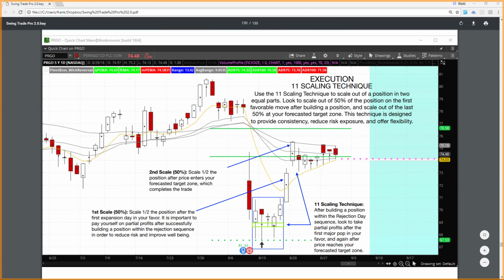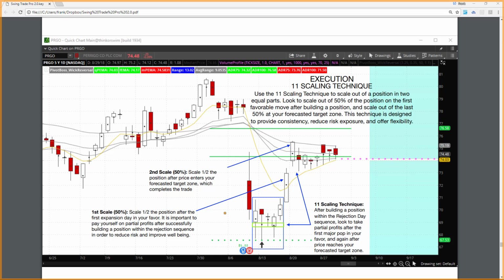Let's take a look at an example. Here's PRGO. PRGO is a good one here. Use the 1-1 scaling technique to scale out of a position in 2 equal parts. Look to scale out of 50% of the position on the first favorable move after building a position, and scale out of the last 50% at your forecasted target zone. This technique is designed to provide consistency, reduce risk exposure, and offer flexibility.